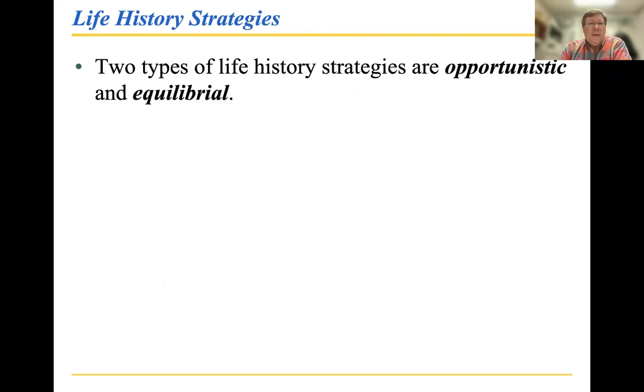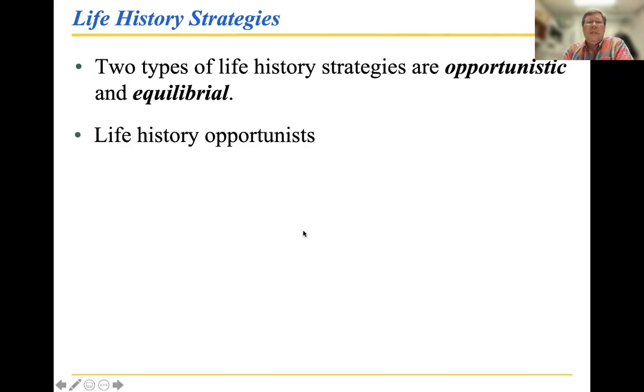So let's take a look at 2 extreme life history strategies. One of these strategies is called the opportunistic life history strategy, and the other one, the equilibrial life history strategy. Now, when I'm talking about these, I want you to understand that these are extremes. They're sort of on opposite ends of a spectrum, and there are others that could be in between. So just to introduce what is opportunistic first.